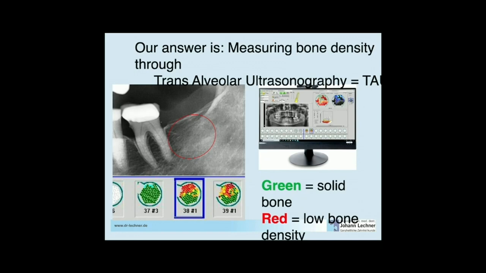And this tooth shows up on the ultrasound screen as green. Everything that is healthy jawbone, hard substance like a tooth or a root, shows up in green. And in red, we can see there is low density. And low density, of course, means cavitations. And cavitation means possibly a fatty degenerated area where we have a high local RANTES expression. This is our TAU machine, the device. This is the screen you can see.